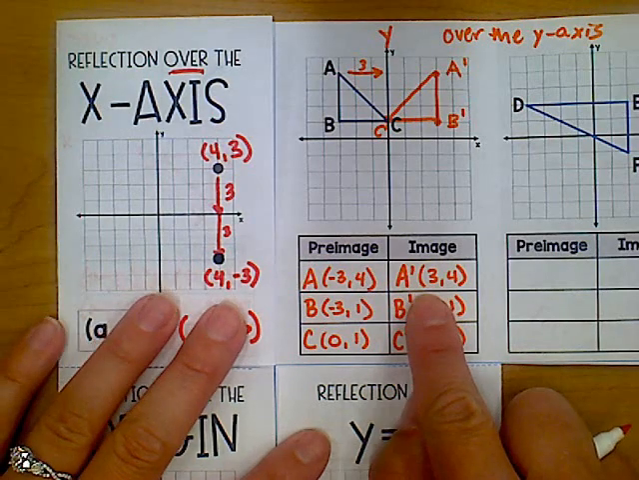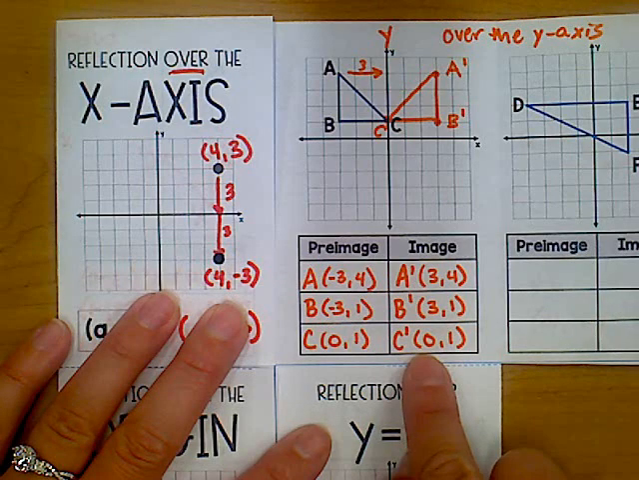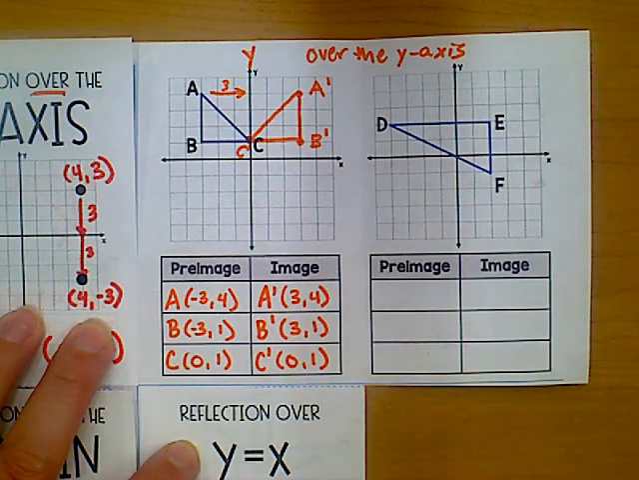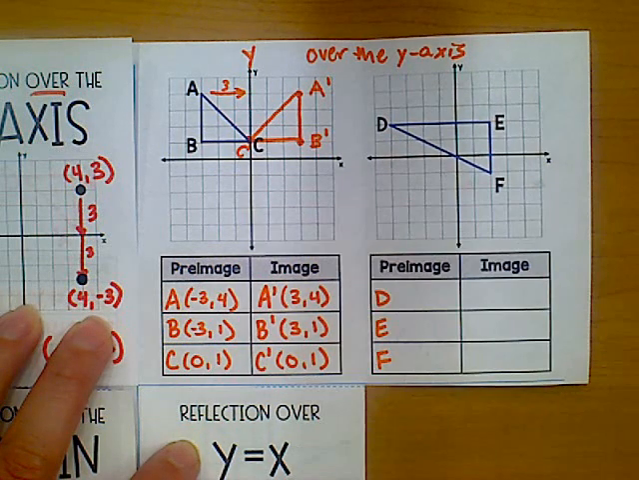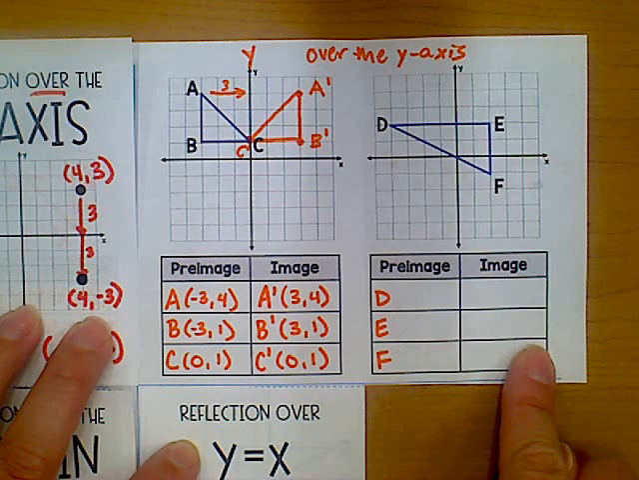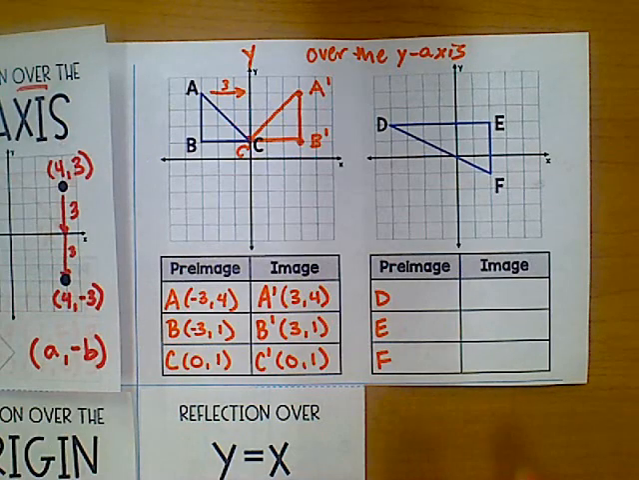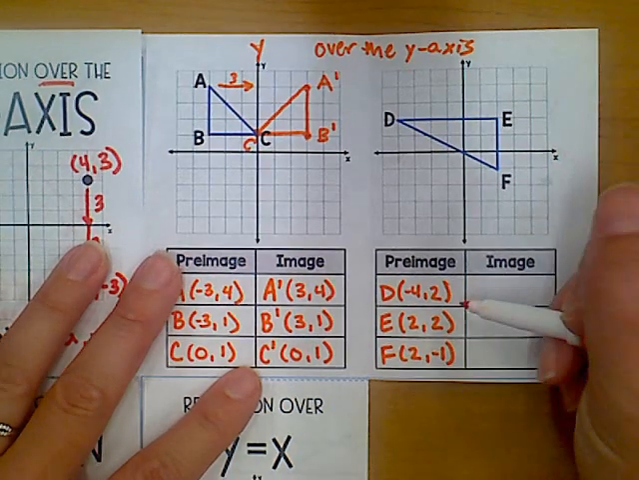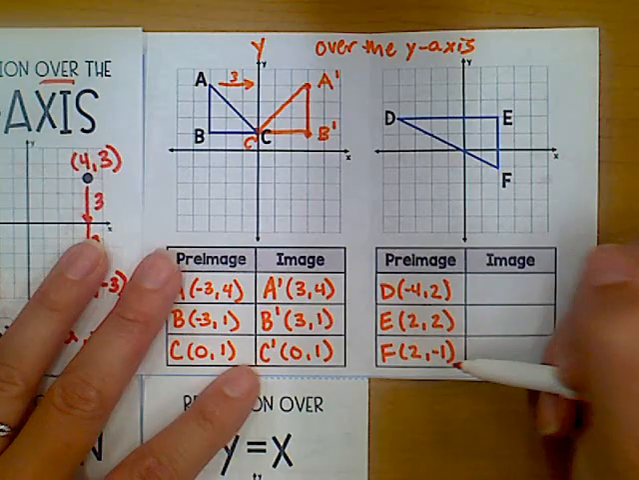Alright, so for my reflected ordered pairs, I have (3, 4), (3, 1), and (0, 1) for A prime, B prime, and C prime respectively. Alright, next is going to be our triangle DEF. Let's go ahead and start by finding the ordered pairs for D, E, and F, and then we will apply our rule this time first and graph second. So go ahead, find the ordered pairs for D, E, and F. Alright, I have (-4, 2) for D, (2, 2) for E, and (2, -1) for F.